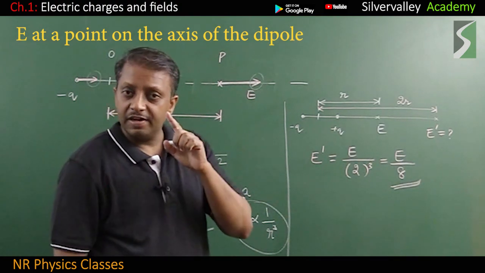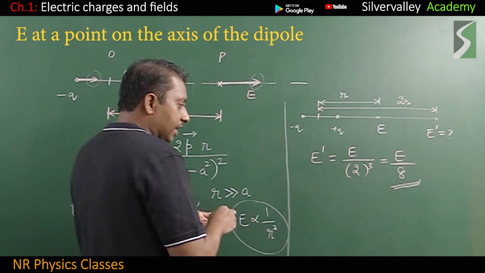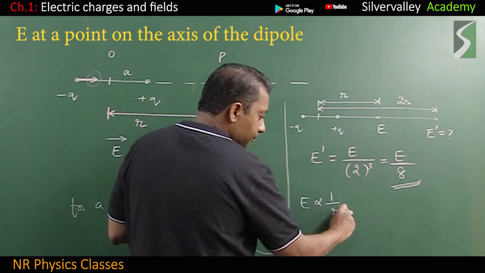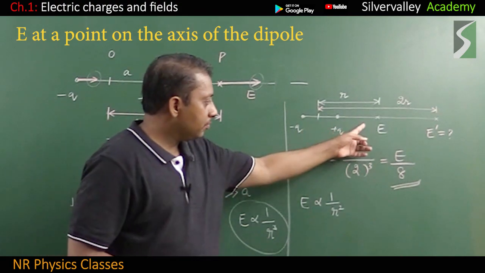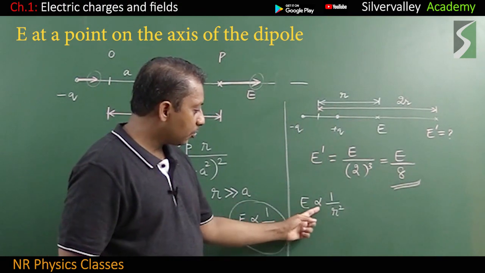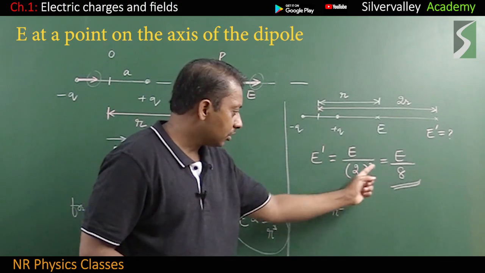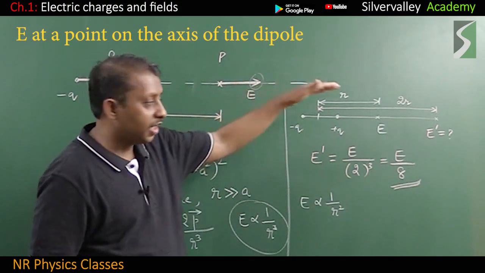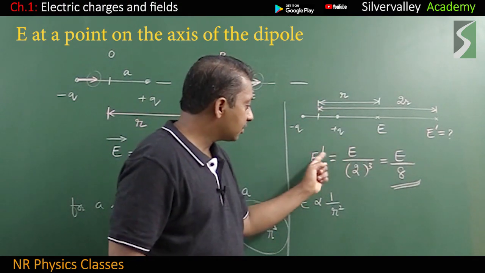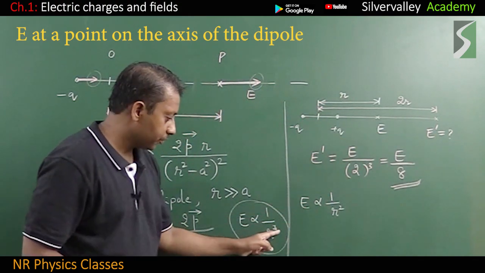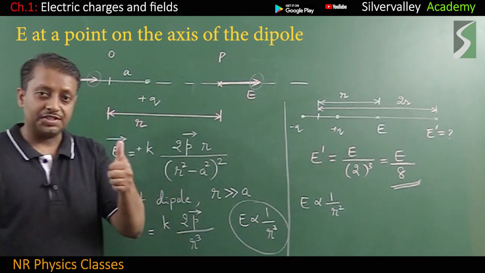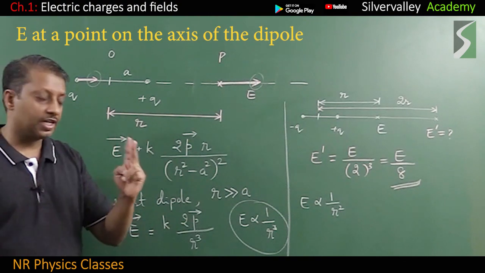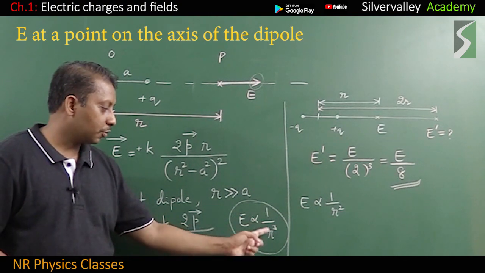Recall the electric field at a point due to a point charge. There, the electric field is proportional to 1 by r square. In this problem, if you judge the electric field as proportional to 1 by r square, then you will be wrong, because 2 square will be 4. But in the case of a dipole and a point, the electric field is inversely proportional to r cube. So first, you should know the direction of the electric field with respect to the dipole moment. Second, the electric field is inversely proportional to r cube.